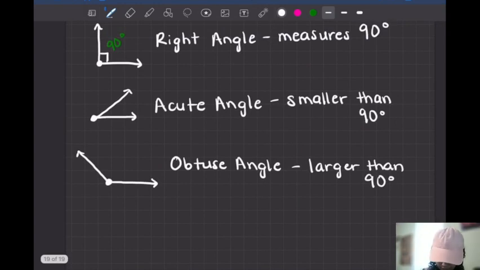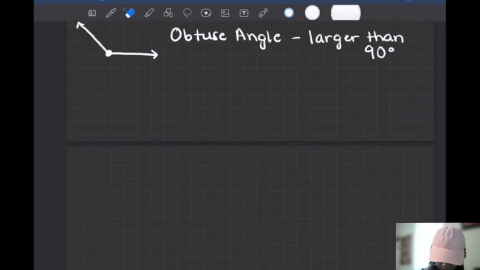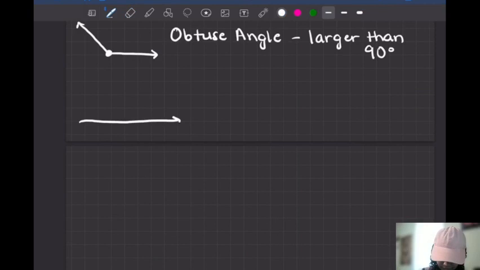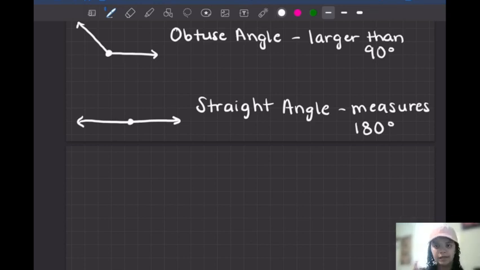Okay, and finally we have something called a straight angle, and that line did not come out straight at all. Oh my goodness, don't judge me, y'all. There we go, that's a straight line. So we have something called a straight angle, and a straight angle measures exactly 180 degrees. Okay, so a straight angle, you could think of it as putting two 90-degree angles one next to each other. So there's one here, this is one 90-degree angle, and there's another one here.